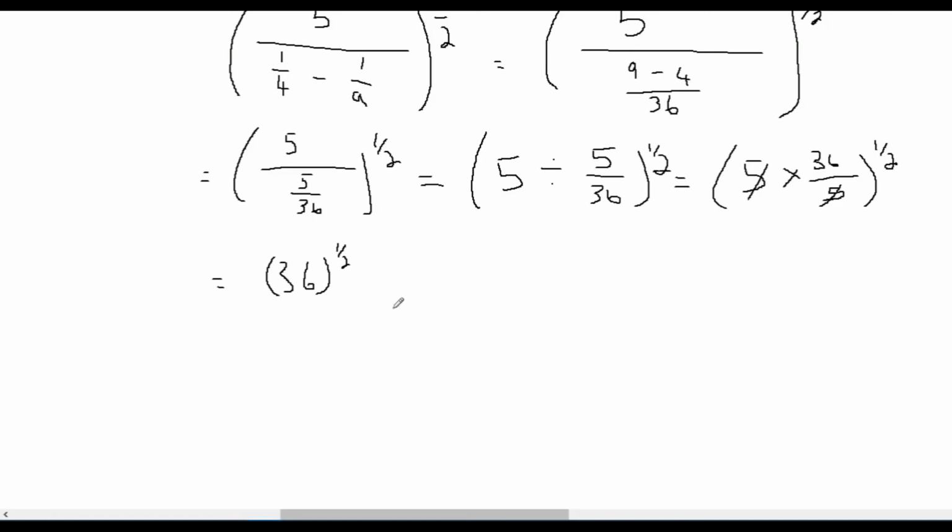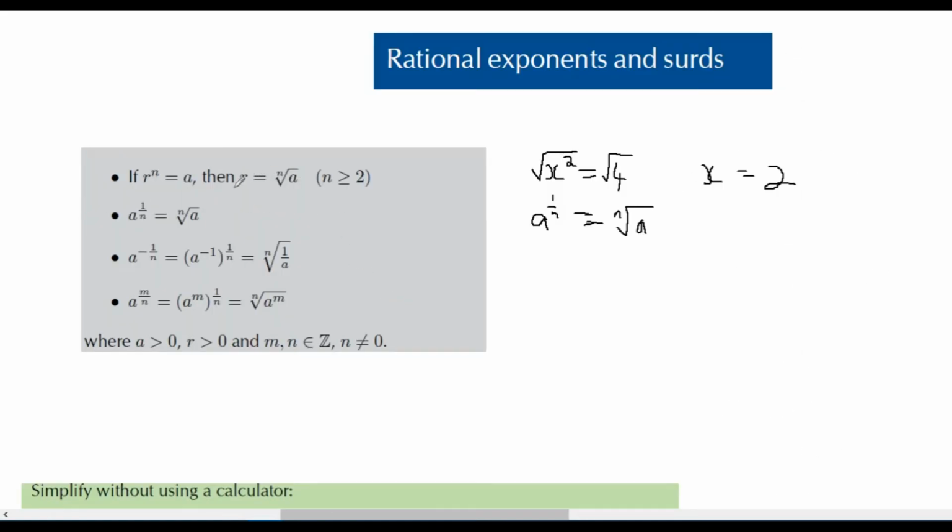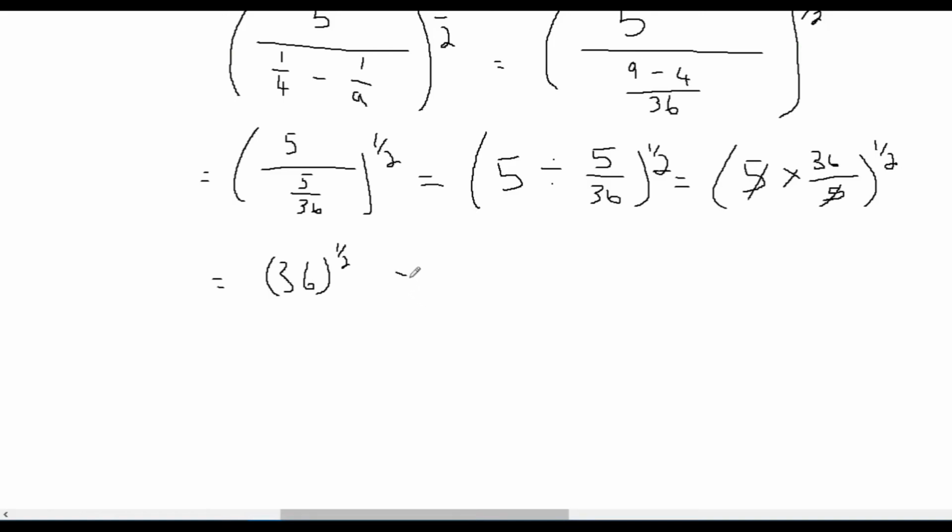And remember from our rules that we just said, we're just going to convert this from half. Remember, this is our n over here. This becomes the square root of 36. Normally we write the value of the n over there, but for square roots it's basically 2 over there, and then we know that the square root of 36 is 6. That is our final answer.